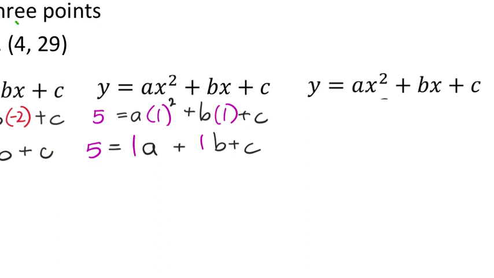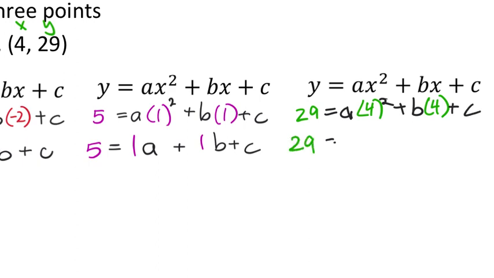So the third ordered pair, the x is 4, the y is 29. So I've got a 29, and then again, all my x's are replaced with 4s. So I've got 29 equals a times 4 squared plus b times 4 plus c. And we'll simplify this. So 29 then equals 4 times 4 would be 16a. And then plus 4b, yep, there's my b, plus 4b's. And then plus the c. This is my third equation.